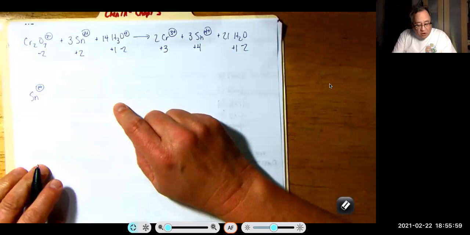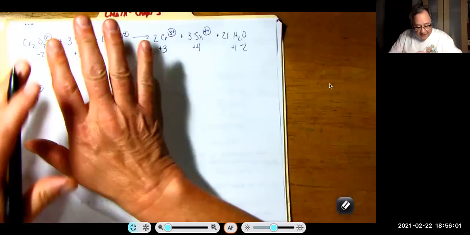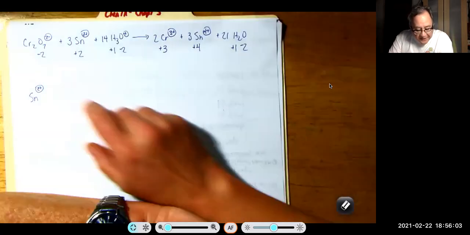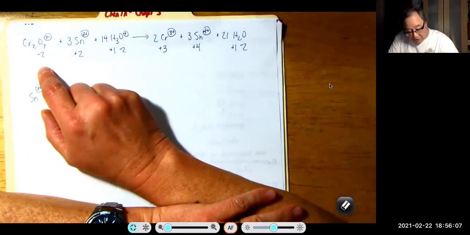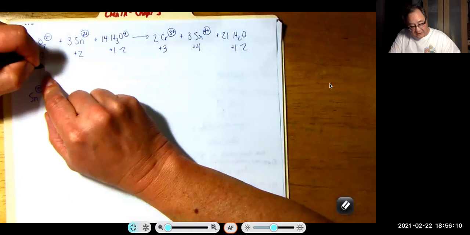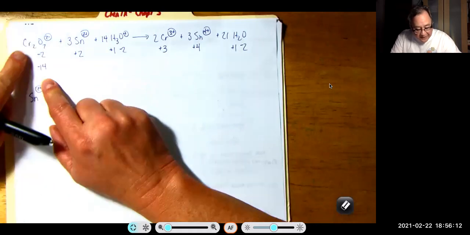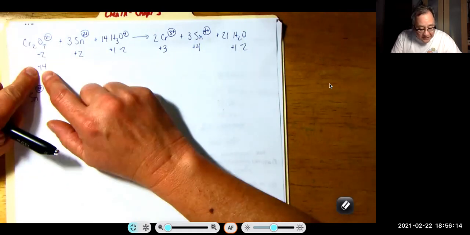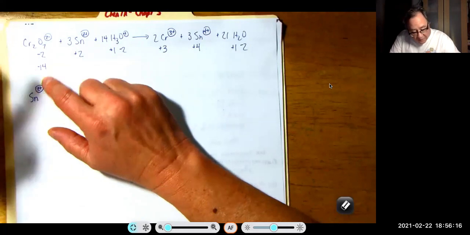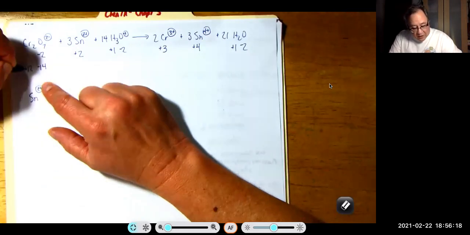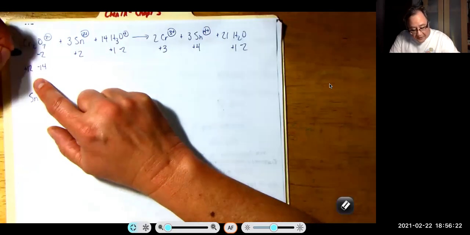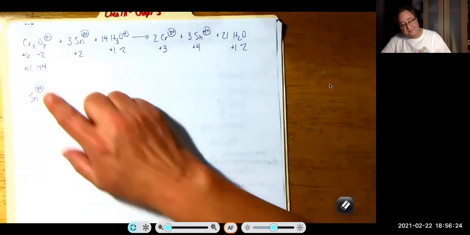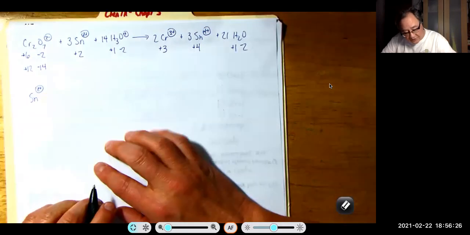So here I'm not doing all the algebra, but I'm just kind of doing this in my head. I know that each oxygen is a minus 2 and there's 7 of them. So that's minus 14. So what does this have to be overall to get a negative 2? It's got to be positive 12. So how do we get a positive 12 with 2 chromiums? Plus 6. So they're plus 6 each.